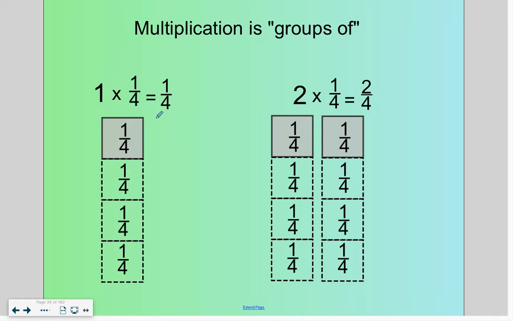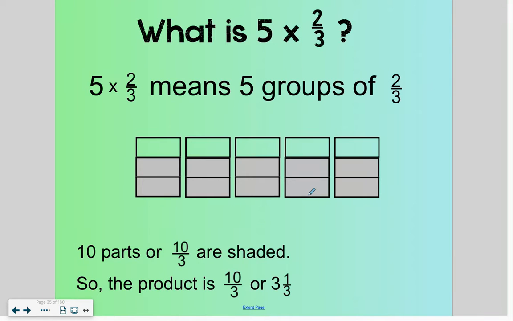Let's keep looking. So one group of 1/4 means we have just 1/4. 2 groups of 1/4 means you have 2/4. These 2 1/4 could be together on one fraction strip. So let's look even deeper. If I asked, what is 5 times 2/3?